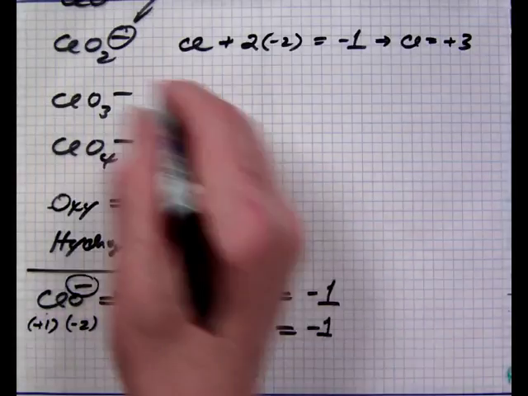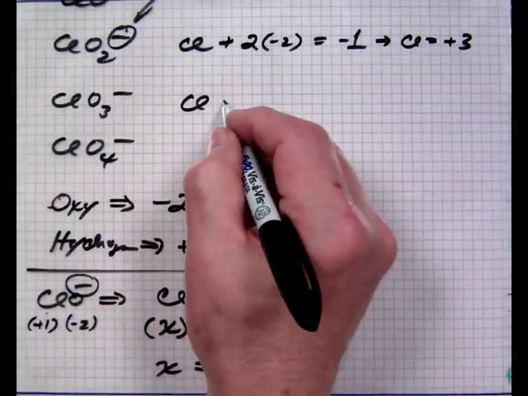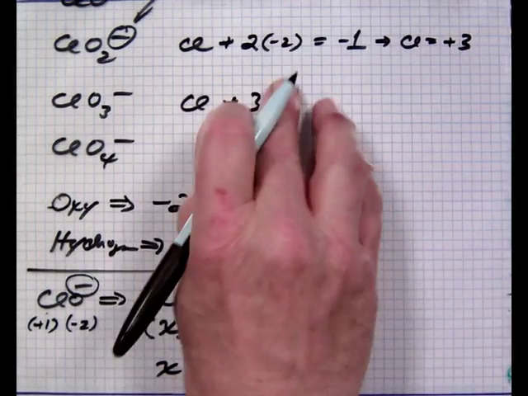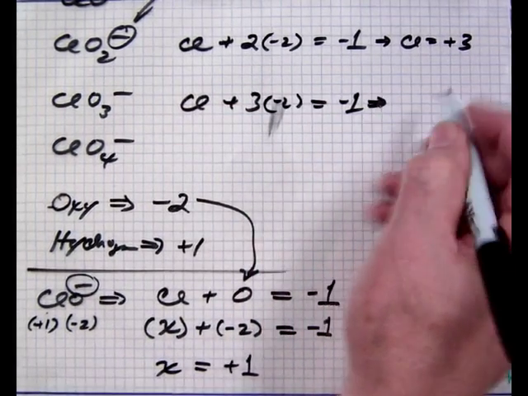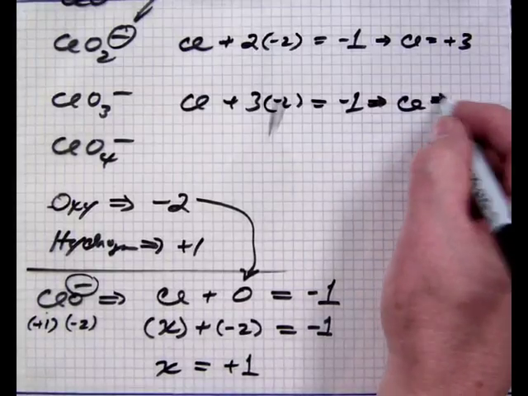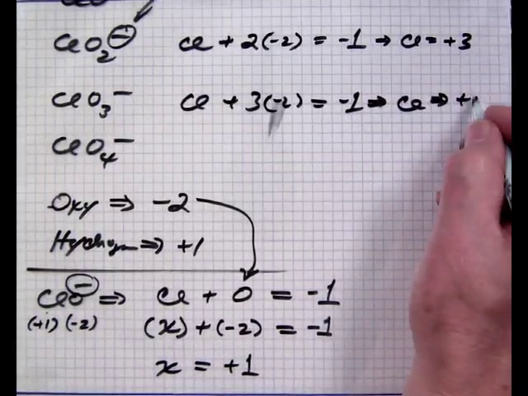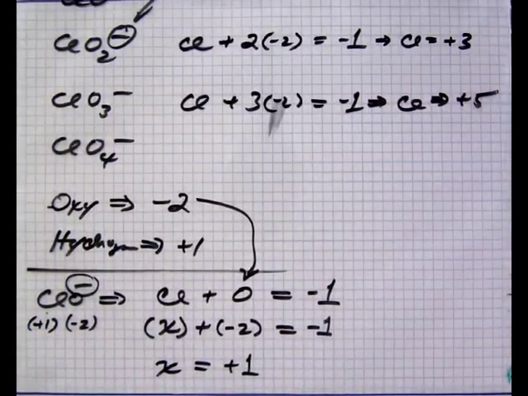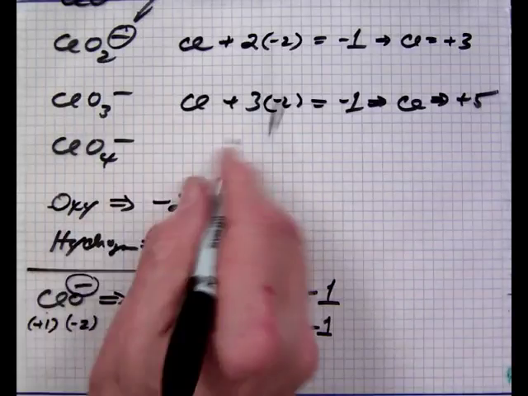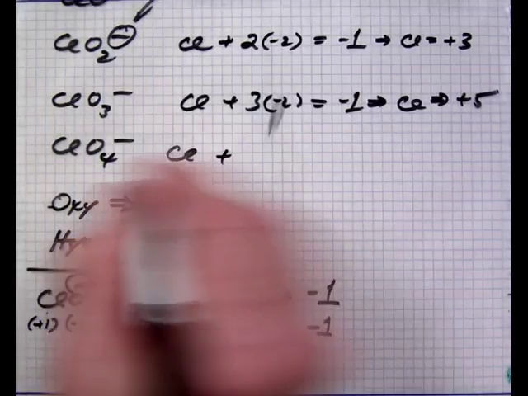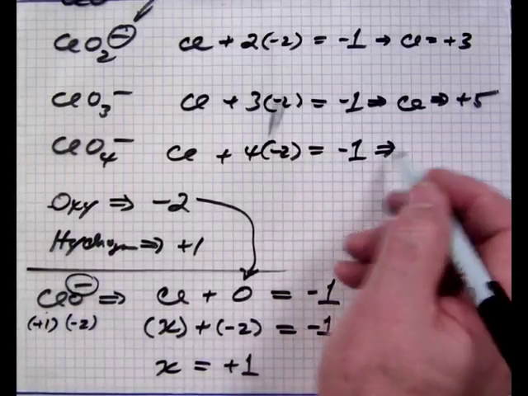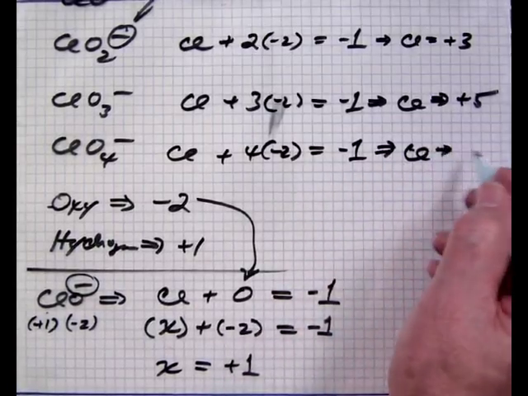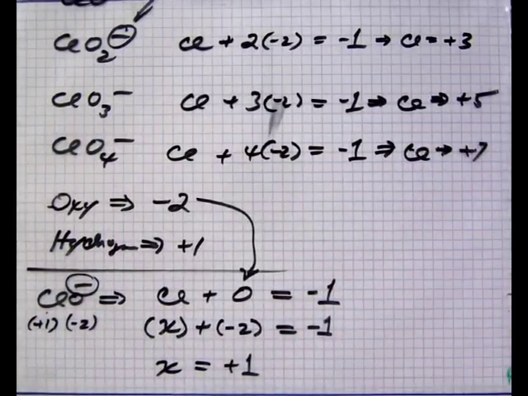Okay, and then in this one, chloride plus 3 oxygens, 3 minus 2s is still equal to -1. And so chlorine in this one is a +5. Yes, it is. And in this last one, chloride plus how many? 4 minus 2s is equal to -1, and we'll give chloride to be a +7. So it's interesting how that comes out.